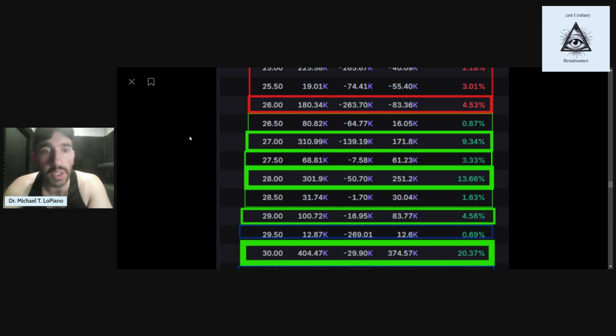But what we see here is 27 has a lot of net call gamma, 28 has a lot of net call gamma, and even the strikes in between have a bit. 29 has a decent amount, and 30 as well. And these will intensify as we start to move up.